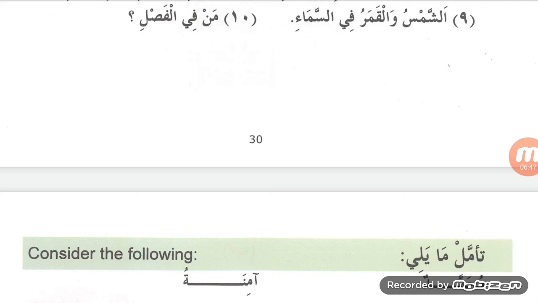Fis sama'i, okay, in the sky. Sama is sky. Fi means in. Ash-shamsu wal qamaru fis sama, the sun and the moon are in the sky. Man fil fasli, who is in the classroom? Man means who. We use man to ask about a human, a person.